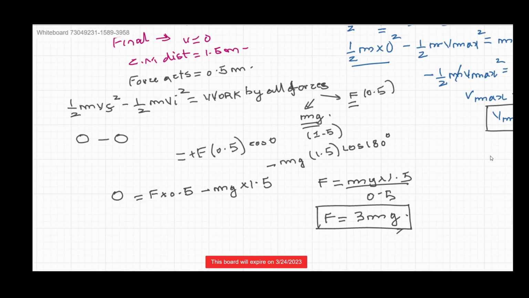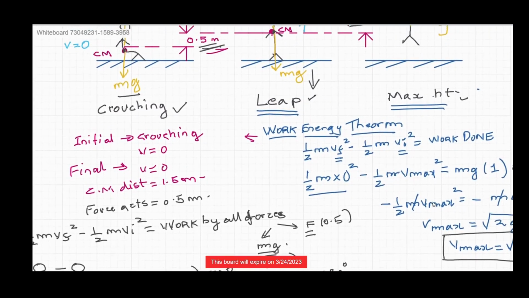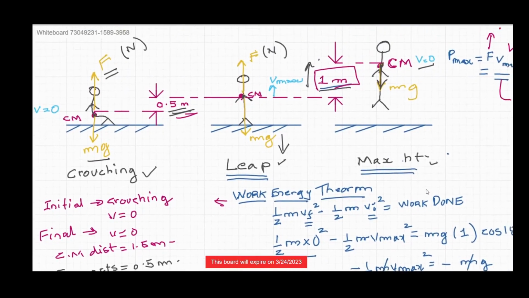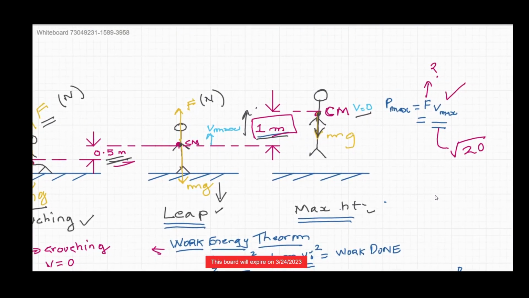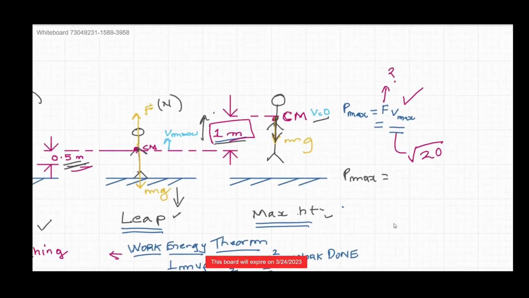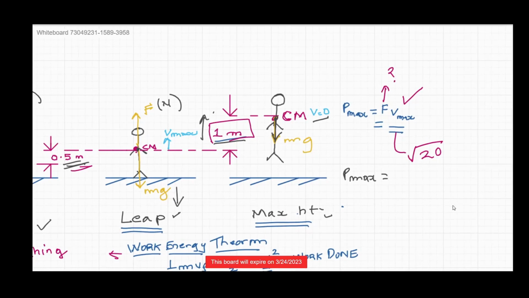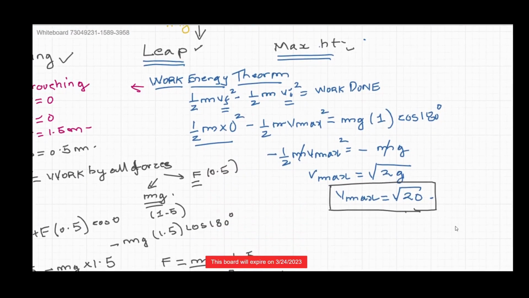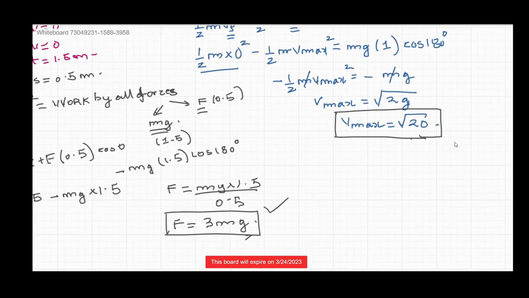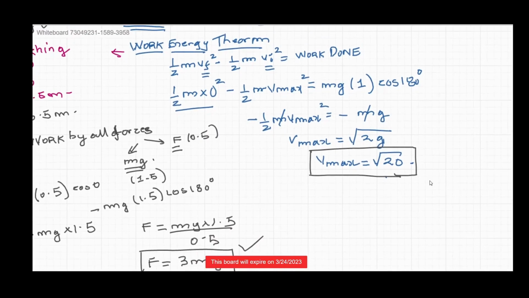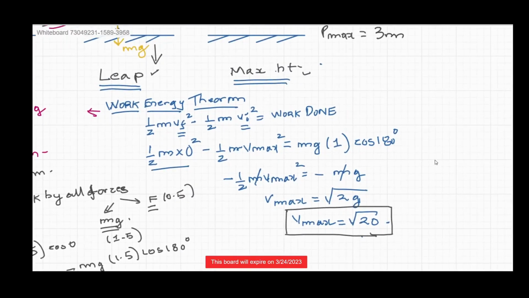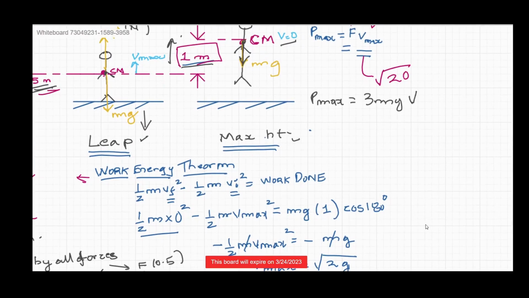And then finally, once we have got the force, now all I have to do over here is substitute this in this value to find out P max. So P max will be my force, which I have just calculated over here. If you see, the force over here is 3 mg, right? And V max is what I have already calculated. So let me just plug in the values. So my P max, so this is 3 mg, right, into square root of 20. So this is what we have to get, and finally we can write down the answer.